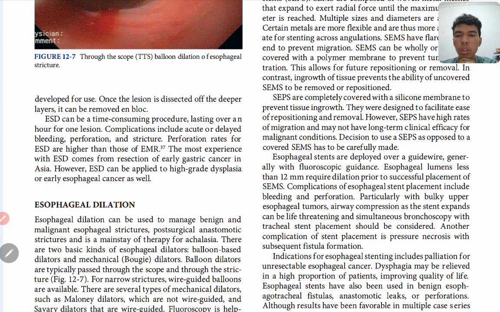Complications include acute or delayed bleeding, perforation, and stricture. Perforation rates for ESD are higher than those of EMR. The most experience with ESD comes from resection of early gastric cancer in Asia. However, ESD can be applied to high-grade dysplasia and early esophageal cancer as well.